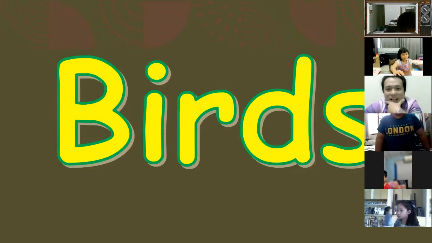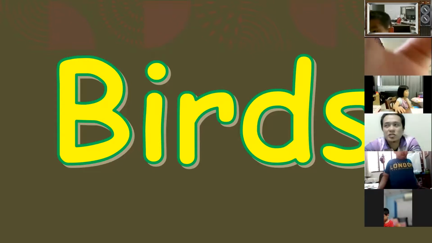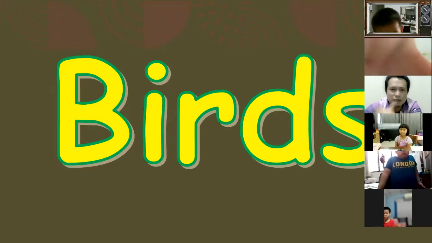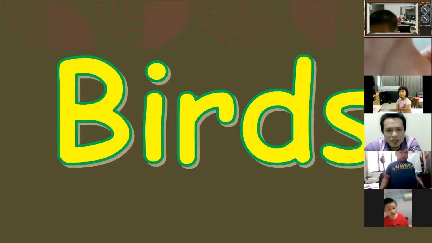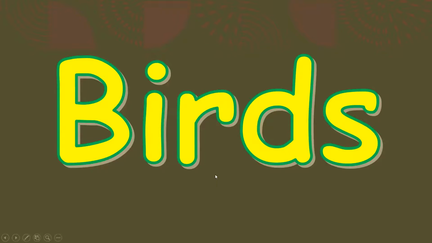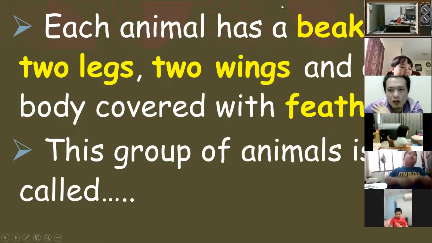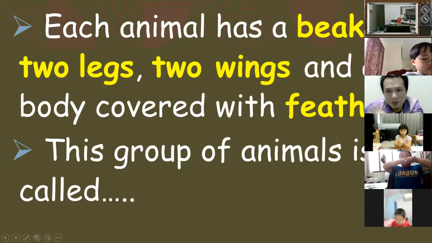All right. So I will tell you, some of you answered dragonfly, some of you answered butterfly, something like that. So let's see if your answers are correct later on. So remember this one. I told you, right? Remember, a bird has a beak, two legs, two wings, and is covered with feathers. Okay, remember, you said the birds already, and I will tell you more about the birds.